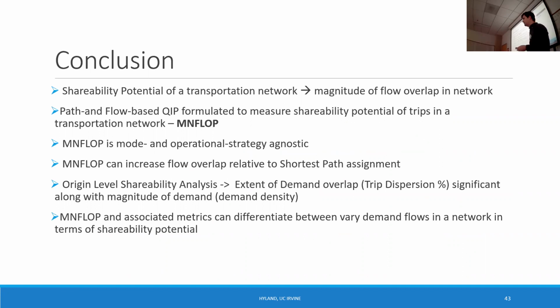But just as a conclusion here, a bit of a summary. We're saying the shareability potential of a transportation network has to do with the magnitude of flow overlap in that particular network. We have a kind of a complex mathematical formulation that's associated with maximum network flow overlap. Our model is what we're calling both mode and operational policy agnostic, right? Most of the other stuff you see in the literature assumes a particular mode or assumes some type of ride sharing algorithm. Kind of forget all that. This is much higher level. This is what we're calling a fundamental property of a transportation network or of a city.